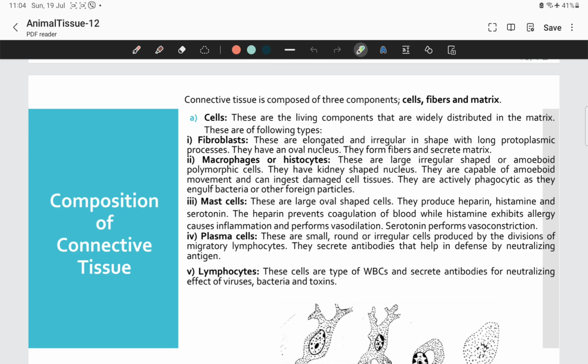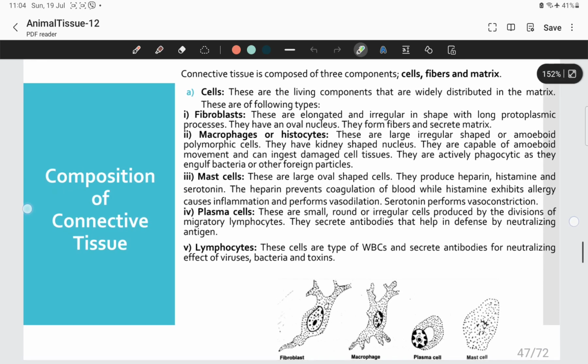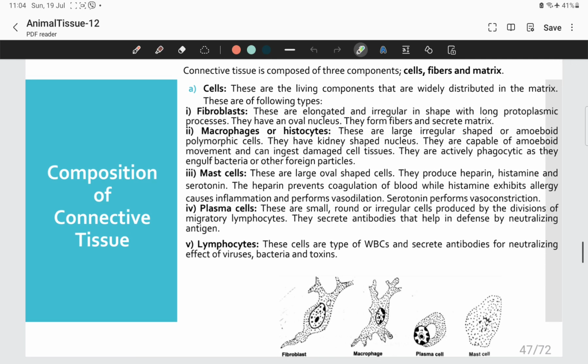The first one we discuss here is fibroblast. Fibroblast means it helps to form fibers, which are one of the components of connective tissue. The cells are elongated and irregular in shape, as you can see in the figure here, with long protoplasmic processes. They have a very distinct oval-shaped nucleus, and they help to form the fibers as well as secrete the matrix, which is also a component of connective tissue.